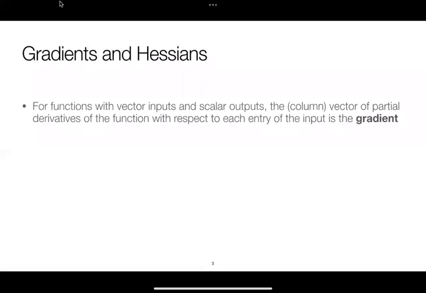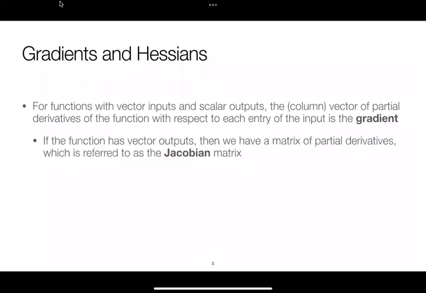Well, when we have a function that takes as input a vector, so some array of numbers, and then outputs a scalar, so a single number, then we can think about the column vector of partial derivatives of the function with respect to every entry in the vector that we input. And that's what we call a gradient. On the next slide, I'll actually write out what this looks like in math, but this is a textual definition of a gradient.